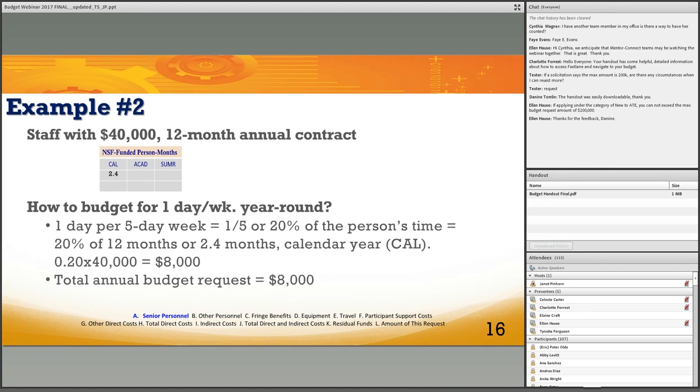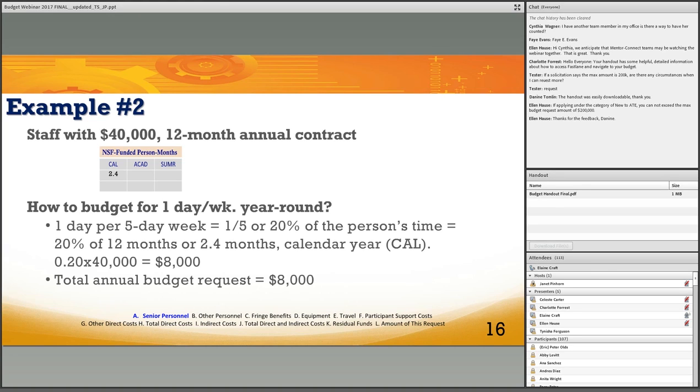Here is a different example. This time we are looking at an individual who is not a faculty member and works on a 12-month contract at the college. The person's 12-month salary is $40,000 in this example. If you do not have a gross monthly amount available, simply divide the annual salary by 12 to determine the monthly amount to use. The person's time commitment to the project will be 1 day per 5-day week year-round, or 20% of his or her time.